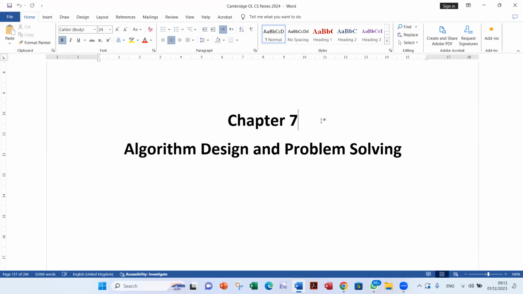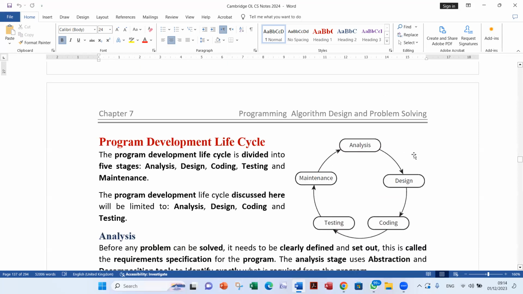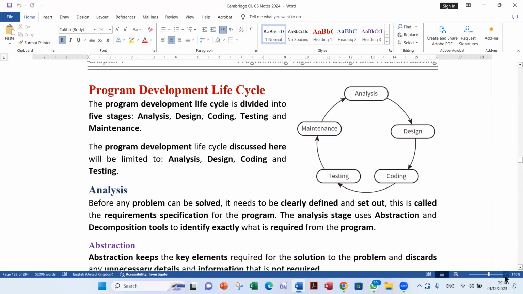Right now, you don't know what is meant by pseudocode. Let us start with this and put as much basics as possible, and I hope everything will be clear. So Chapter 7, algorithm design and problem solving. Program development life cycle. This is very well known for candidates who have taken ICT. In ICT, we have what is called the system development life cycle. Here we have the program development life cycle. There are very little differences between both.